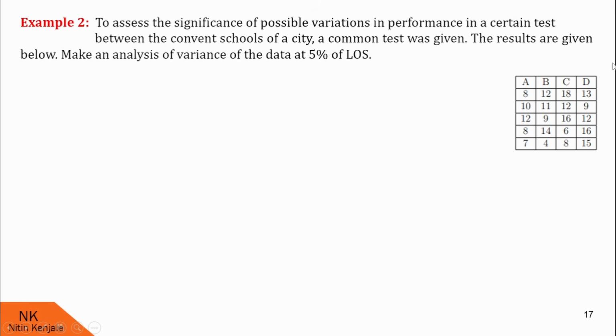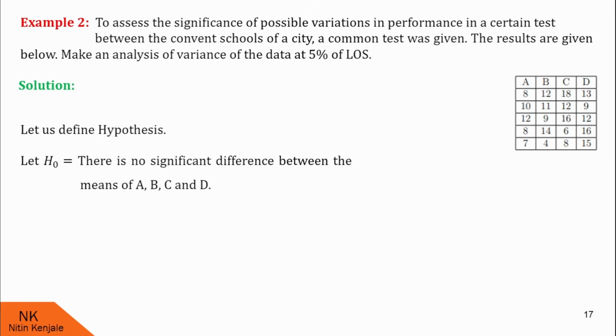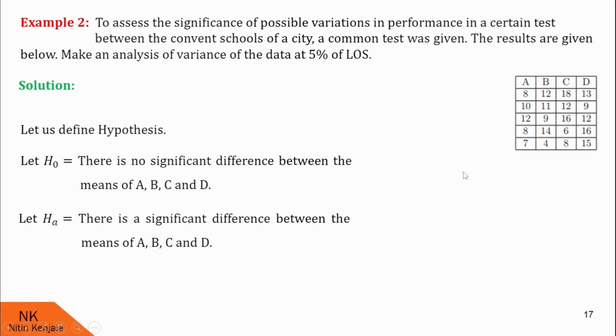So these are the results. A, B, C, D are different convent schools in the city. Let us proceed for the solution. First we define the hypothesis H naught and HA. As usual, we define H naught as there is no significant difference between the means of A, B, C and D. So HA will be there is a significant difference between the means of A, B, C and D.